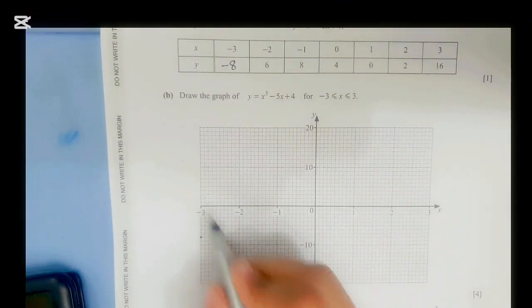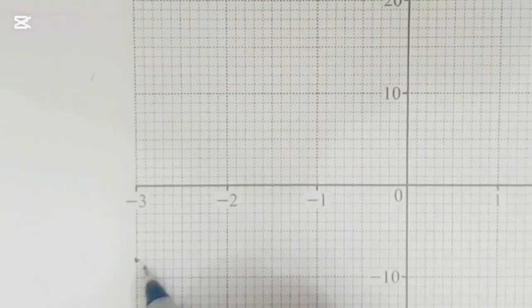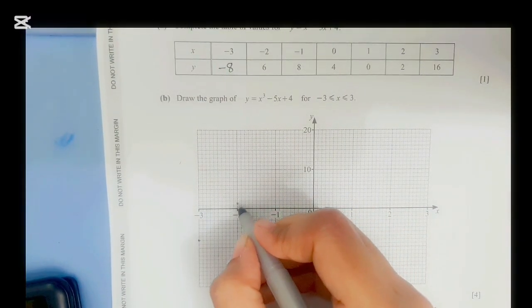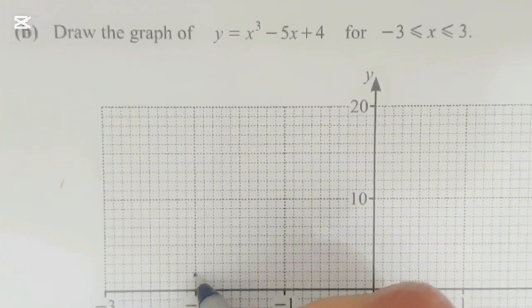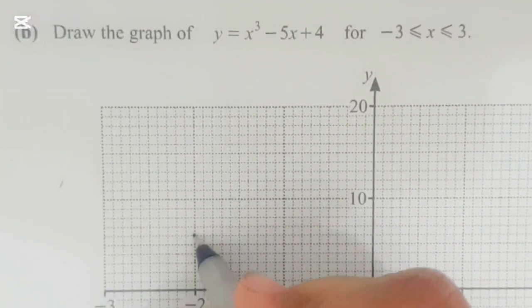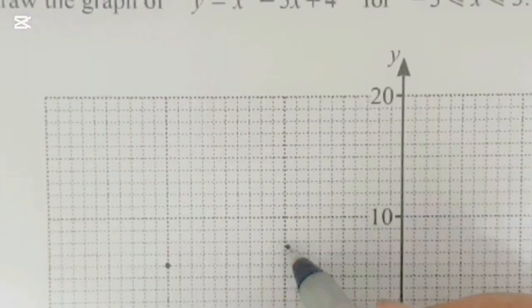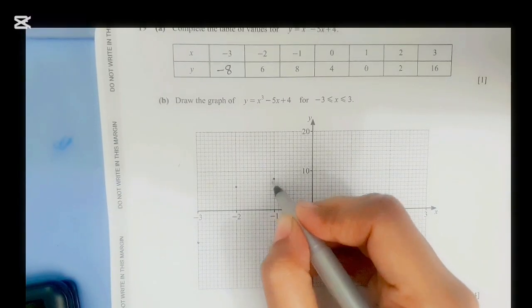So minus 3 and minus 8 is over here. Minus 2 and 6. So 6 is positive over here: 1, 2, 3, 4, 5 and 6. 6 is over here. Minus 1 is with 8. This is minus 1 and 8.